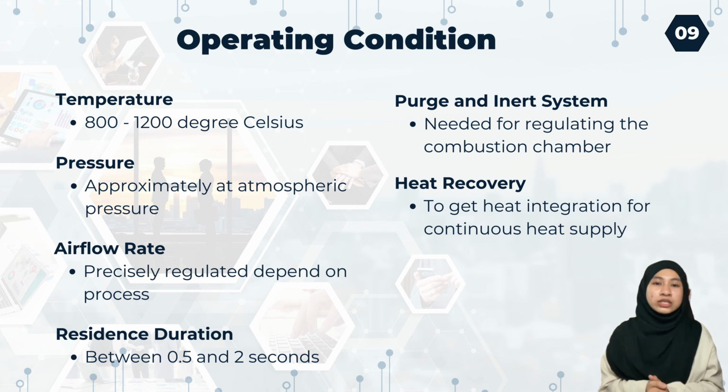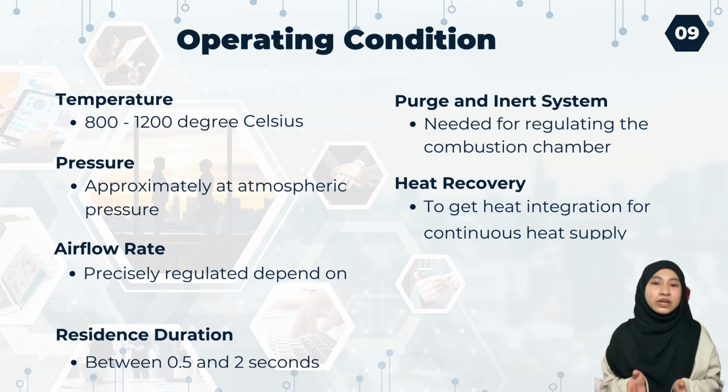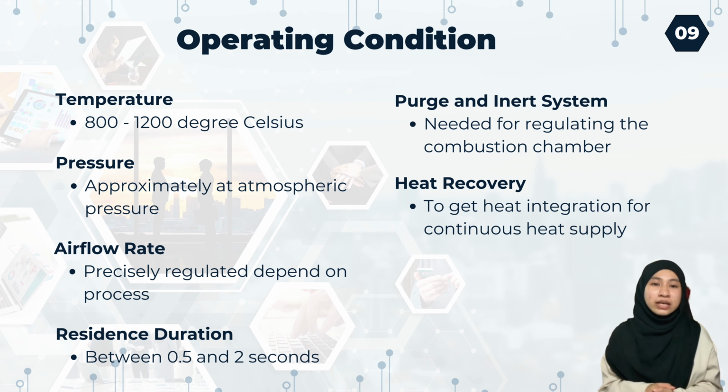Typical operating temperatures range between 800 and 1200 degrees C. For the pressure, thermal oxidizers are typically operated at approximately atmospheric pressure. However, the pressure can vary slightly based on the design and uses. To maintain the ideal air-to-fuel ratio for combustion, the air flow rate of the entering process stream and combustion air are precisely regulated depending on the process. And for the residence duration, typically the residence time spans between 0.5 and 2 seconds for a thermal oxidizer to function.